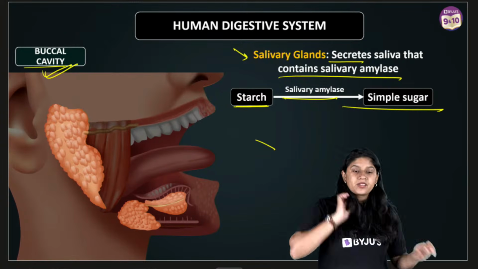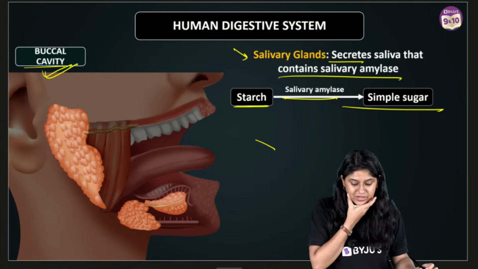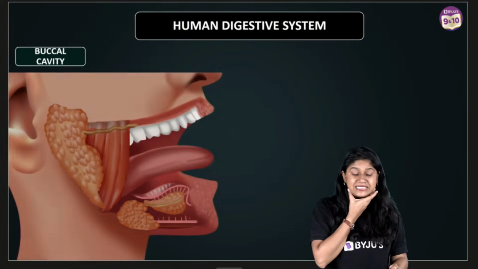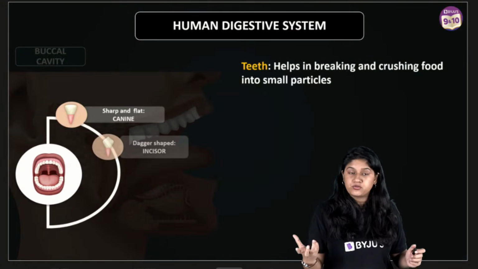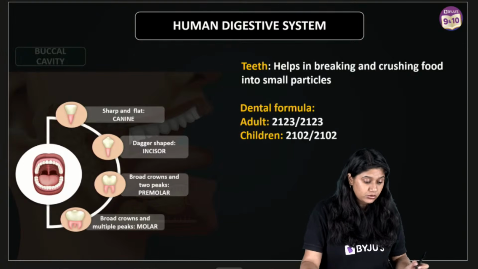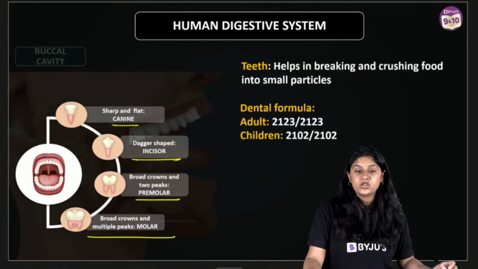Yes, let's go. Right, everyone? Is it clear to everyone? So first, we have salivary amylase. After that, we have our teeth, right? Teeth play a very important role in breaking down and crushing the food. We have different types of teeth, right? We have canines, incisors, premolars and molars.